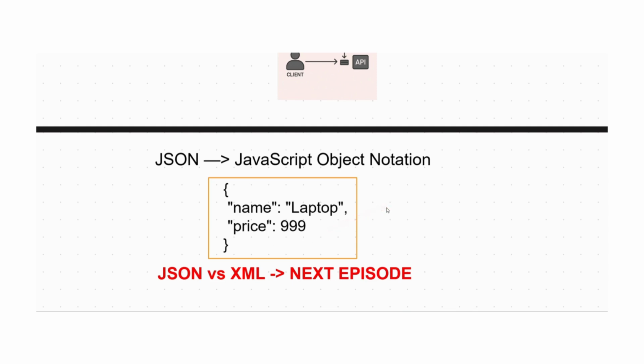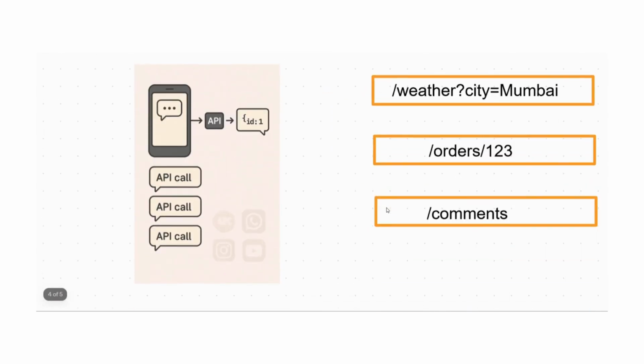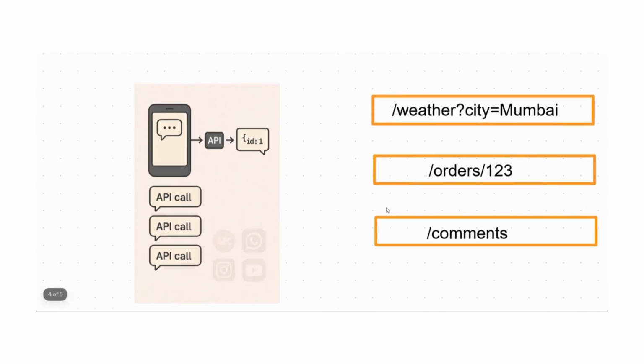Let's make this practical. When you check the weather app, it calls an API like this. When you track an order, it calls /order/123. When you post a comment, it sends a POST request to /comments. Every major app you use, Instagram, YouTube, Paytm, is powered by dozens of APIs running in the background.